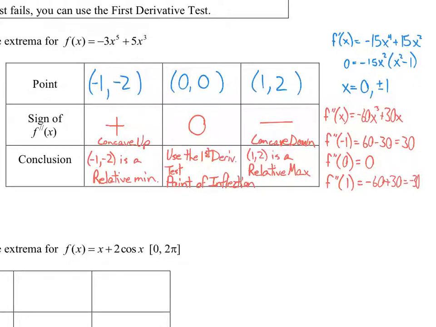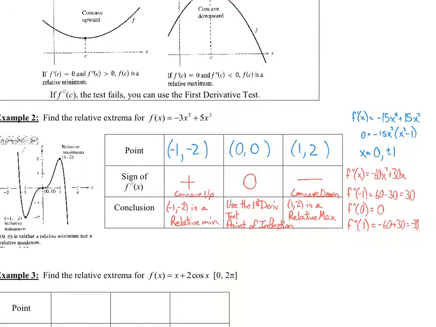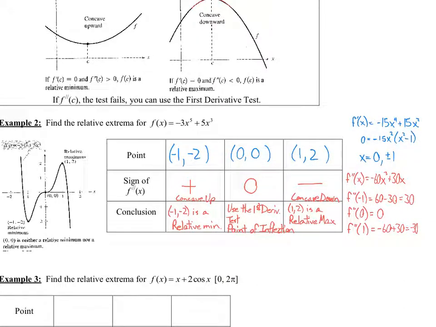And actually, if we look at the graph over here, you can see this happen. There's our relative minimum at negative 1, negative 2. Down here, 0 is not a min or a max. It's actually a point of inflection and a plateau point right here. But the relative max is right here at 1, 2. So there's our graph, and this is kind of the proof of what everything is.